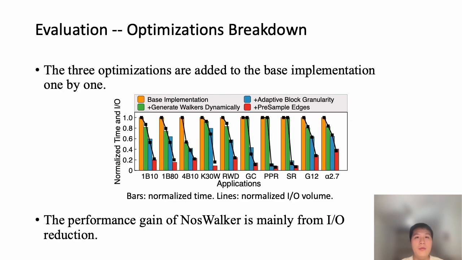We conduct experiments to measure the effectiveness of our main optimizations. Generating walkers dynamically works well when the number of walkers is large. Adaptive block granularity makes a difference since it addresses the long tail problem. Pre-sampling edges reduces a lot of disk I/O, especially when there are weights on the edges, such as the dataset K30W. The I/O reduction breakdown analysis cross-validates the source of the performance gain from these optimizations.